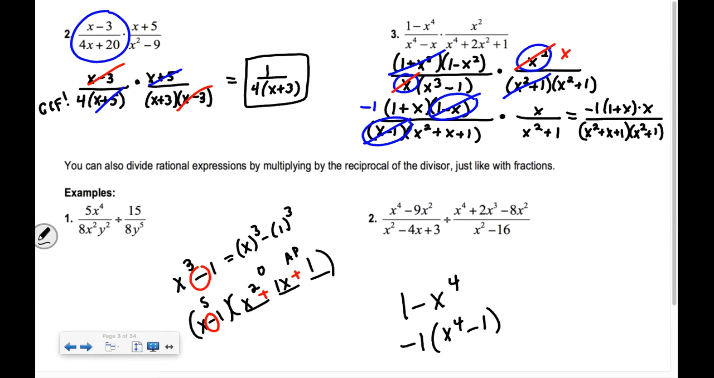They aren't that hard on your homework. I don't do any cubes on your homework. Does that make you feel better? Or are you guys like, oh, sum and difference of cubes, oh no.